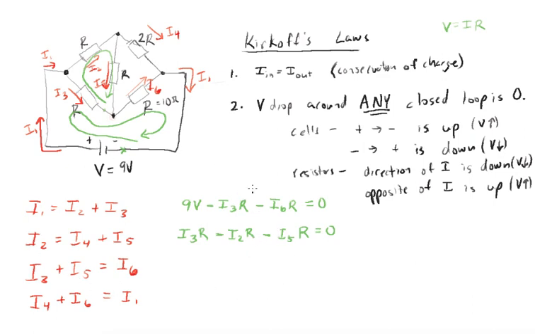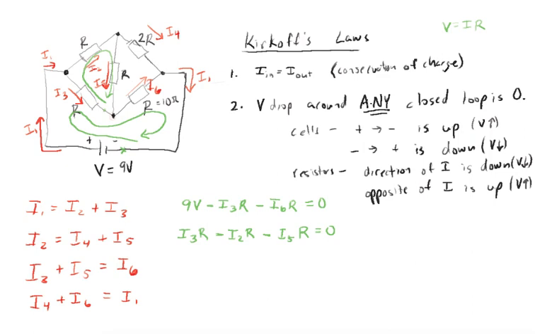I should be able to go through and plug in 9 volts for V, which I already have here, and plug in the resistances and solve for each of these currents. I know what all the resistors are, right? So that's a known. And so I have 6 unknowns and I have 6 equations, and I should be able to go through and solve this.